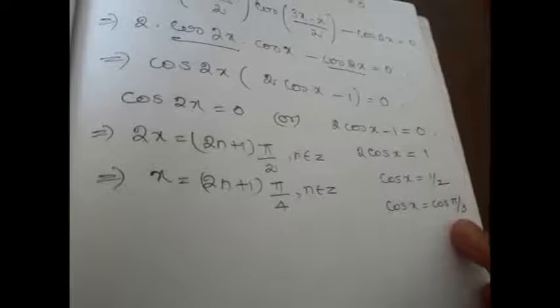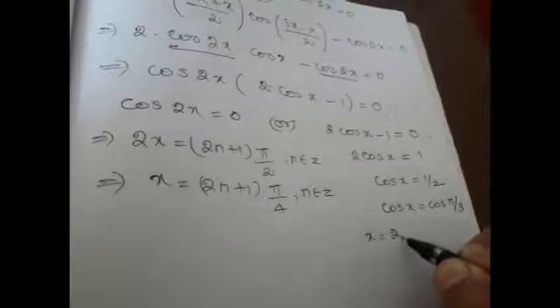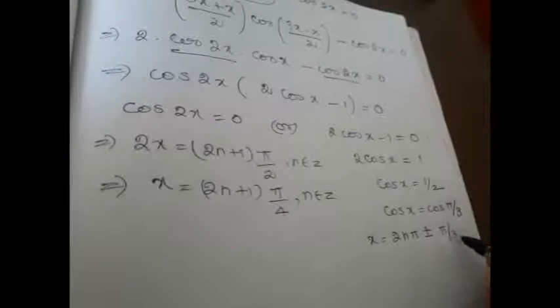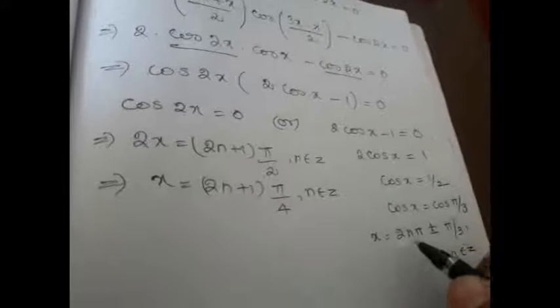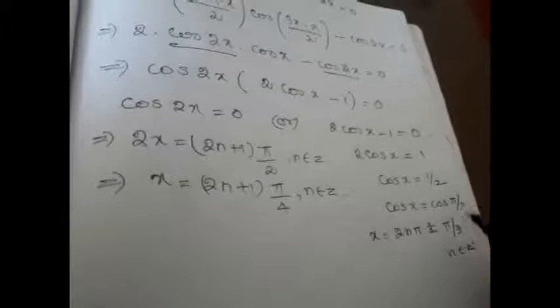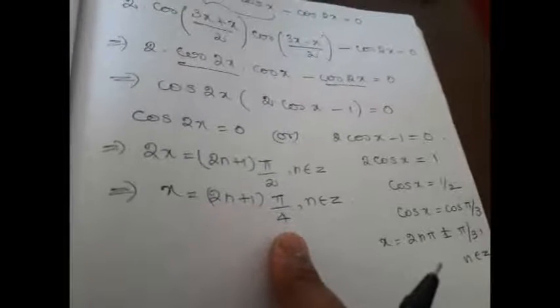Now this is of the form cos x equal to cos y. Then what is the solution? x equal to 2n pi plus or minus y, where y is pi by 3 and n belongs to Z. Now if you see, everything is independent of x, therefore this is our other solution, right? So what is our general solution now? x is equal to (2n plus 1) pi by 4 or x is equal to 2n pi plus or minus pi by 3.